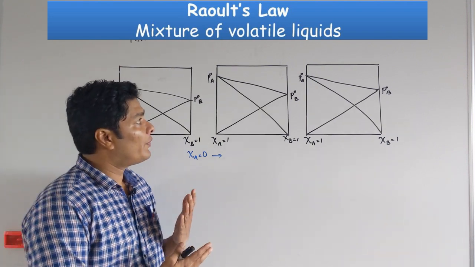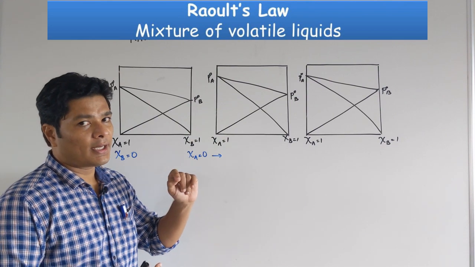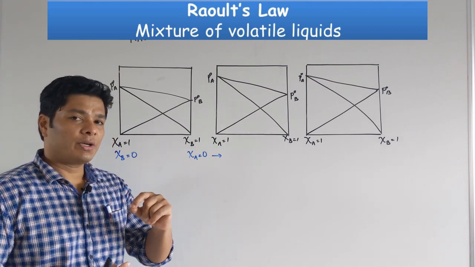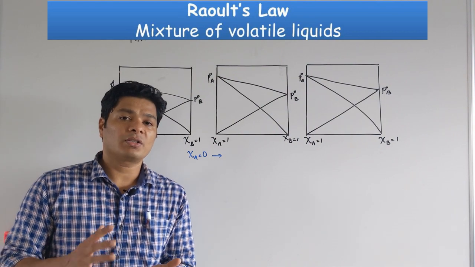Now let's look into the fundamental side of Raoult's law. As we saw, it's a liquid and liquid system and both of them are volatile. And vapor pressure, let me clarify that. Vapor pressure is the pressure exerted by vapor on the surface of a liquid.